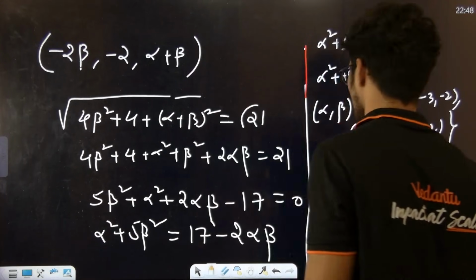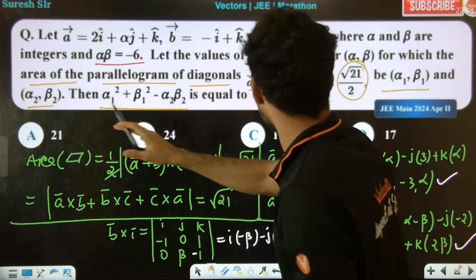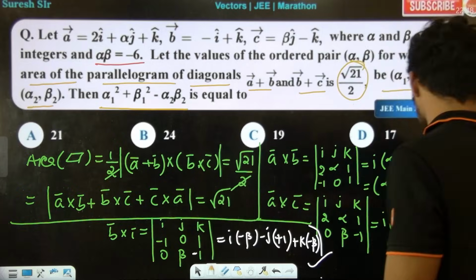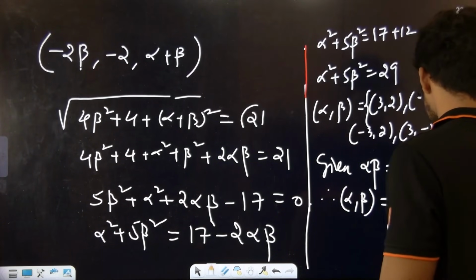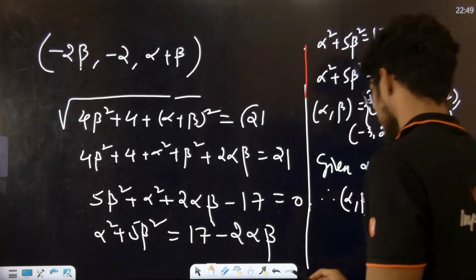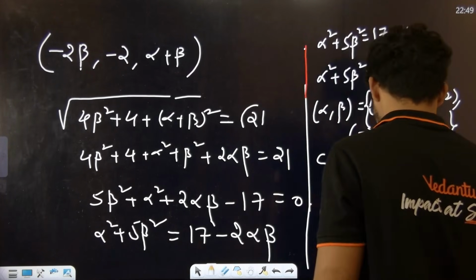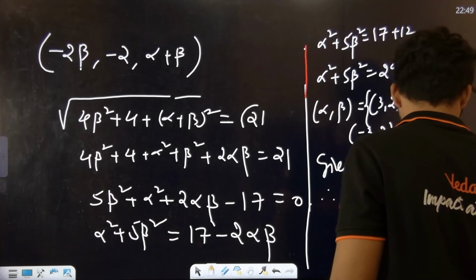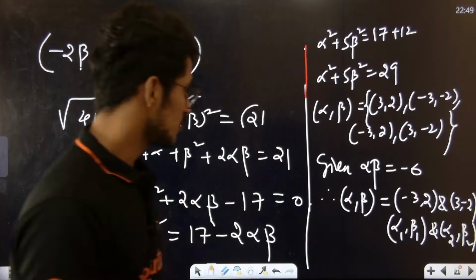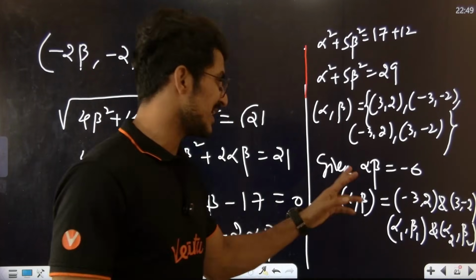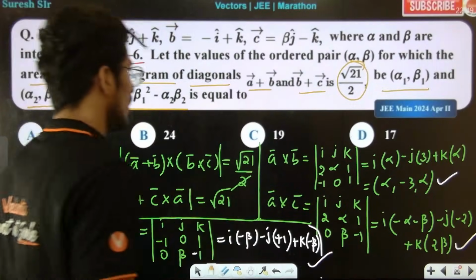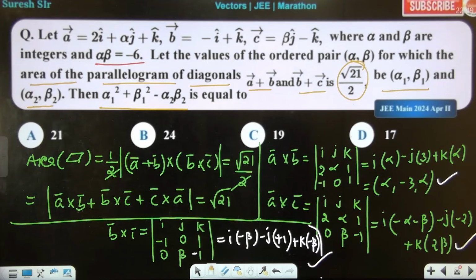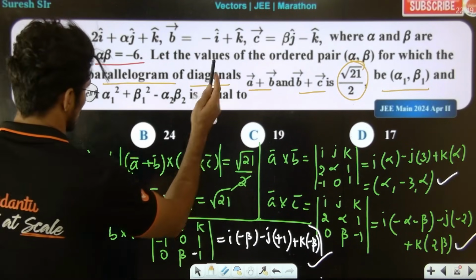Now they have given this as alpha 1 comma beta 1 and alpha 2 comma beta 2. So alpha 1 is minus 3, beta 1 is 2. Minus 3 comma 2 and 3 comma minus 2. Now what am I going to write? So my alpha, beta is minus 3 comma 2.